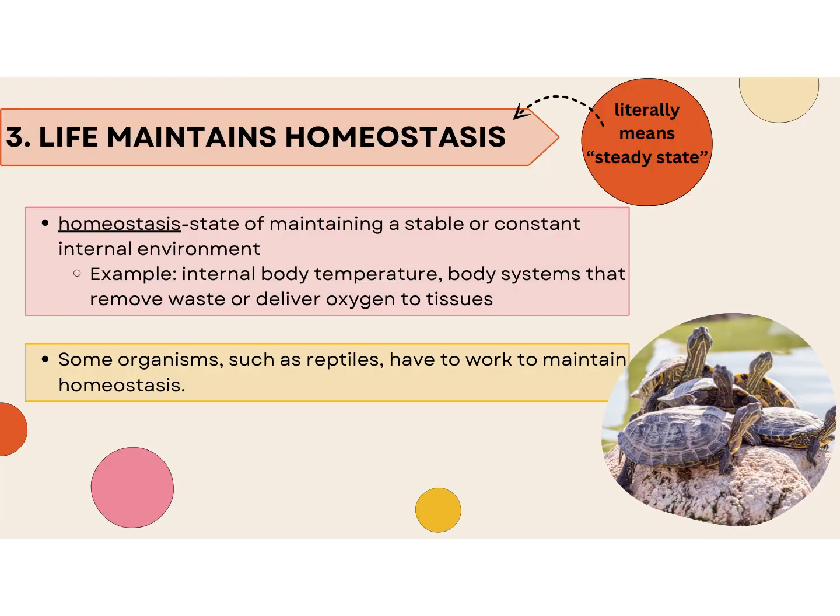Third, life maintains homeostasis. And homeostasis is just a big word that means that we're going to keep all of the levels where they should be. So it literally means steady state. It is the maintenance of a stable or constant internal environment. An example of this would be internal body temperature. Your body temperature should be somewhere around 98.6 degrees Fahrenheit or 37 degrees Celsius. Those are the same. And so your body works to sort of maintain that on its own. So we have what's called internal homeostasis.